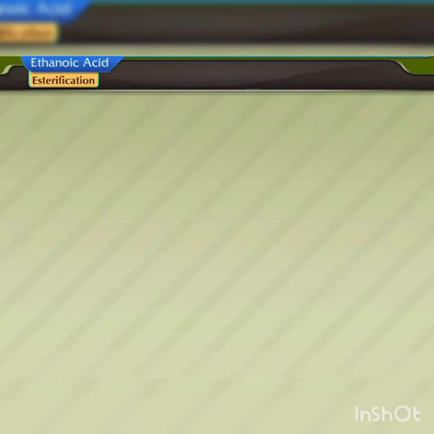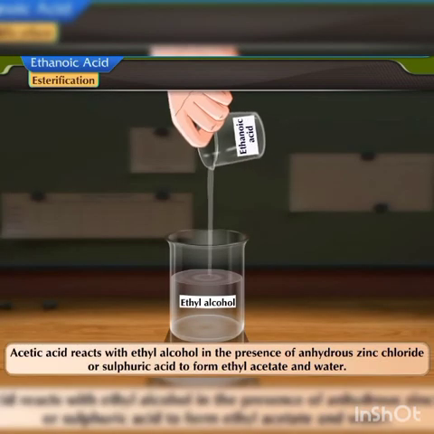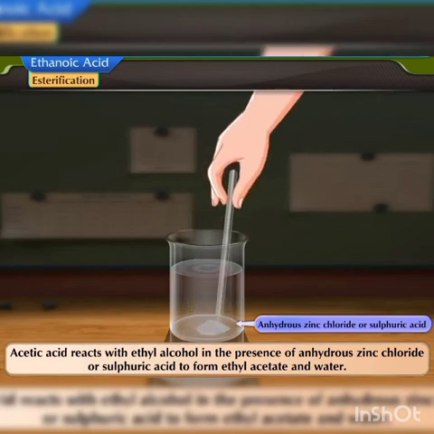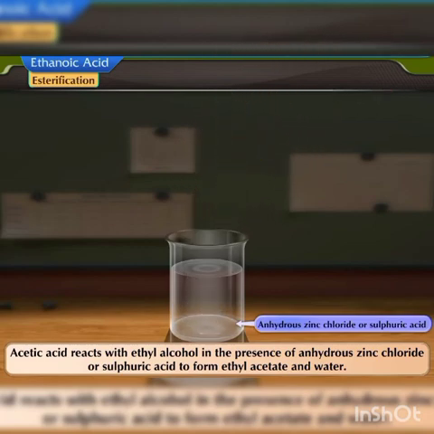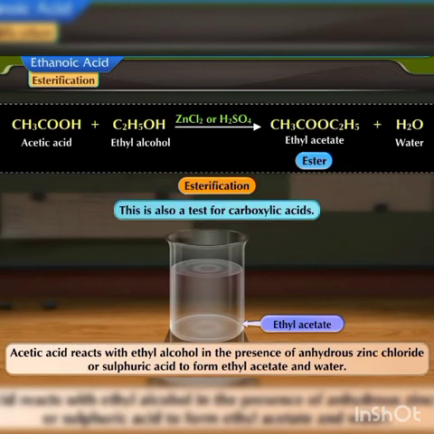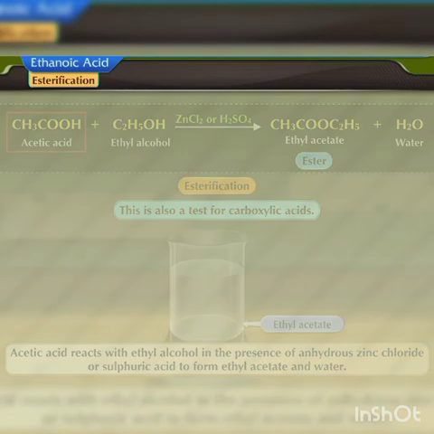Esterification. Acetic acid reacts with ethyl alcohol in the presence of anhydrous zinc chloride or sulfuric acid to form ethyl acetate and water. Ethyl acetate is an ester. This process is called esterification. This is also a test for carboxylic acids. The formation of an ester shows that the organic compound is carboxylic acid.